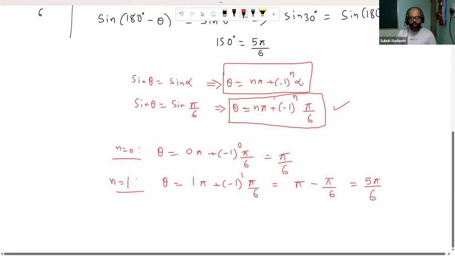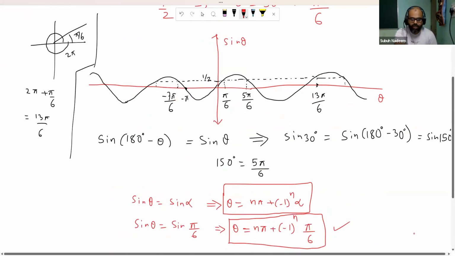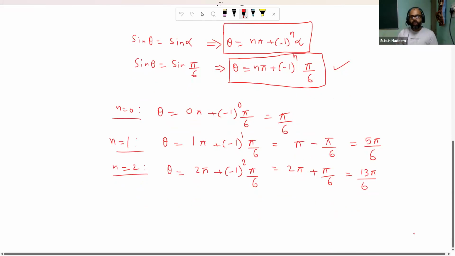Similarly, if you put n is equal to 2, let us do this also. So it will become 2 pi plus minus 1 to the power 2 pi by 6. So it will be 2 pi, minus 1 square is 1, so plus pi by 6. On taking LCM and adding, 13 pi by 6. This was another angle which was coming. If you see above, 13 pi by 6 was another angle.